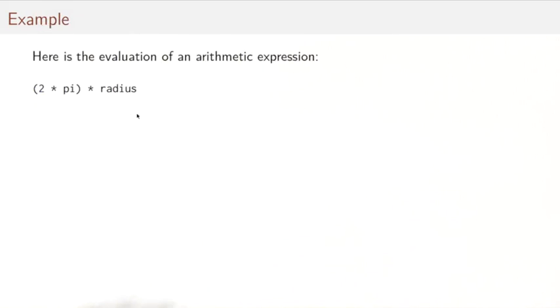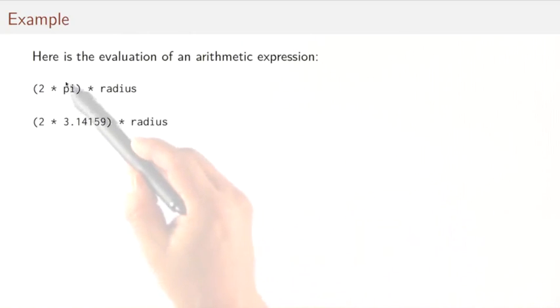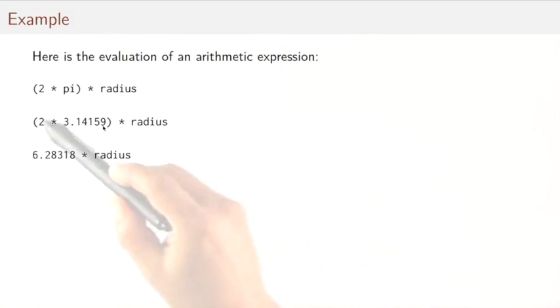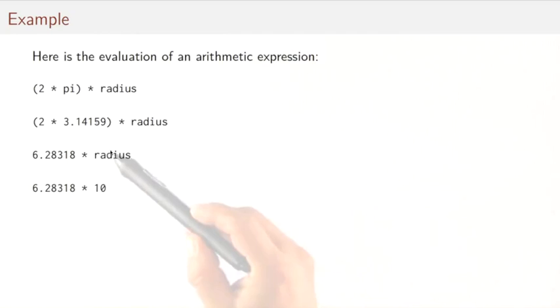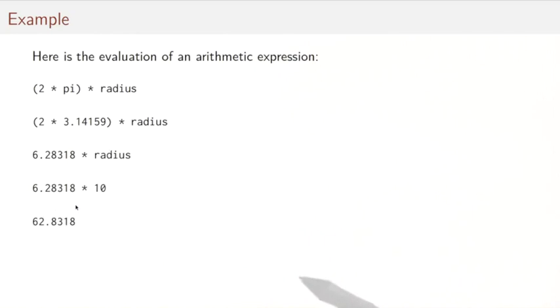So let's see an example. Here's the evaluation of the arithmetic expression 2 times pi times radius. What's happening there? First thing we do is we look up the name pi and we get its definition 3.14159. Then we perform the arithmetic operation on the left. Then we look up the radius, evaluate radius yielding 10, and finally we perform the final multiplication yielding the result.